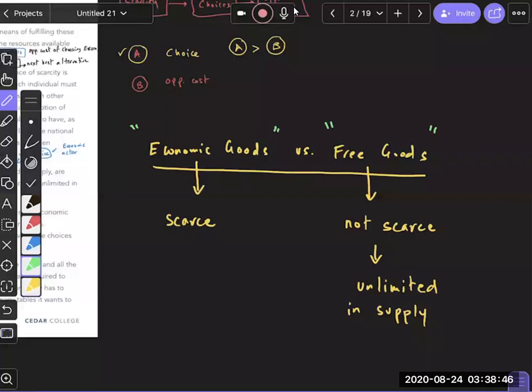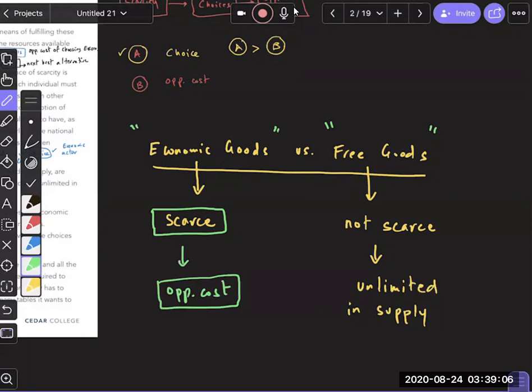So the problem of economic goods is that because they are scarce, there is an opportunity cost. Because if I am deciding to choose, let's say, good A versus good B, and good A and good B are both scarce, then there is an opportunity cost that we're making.